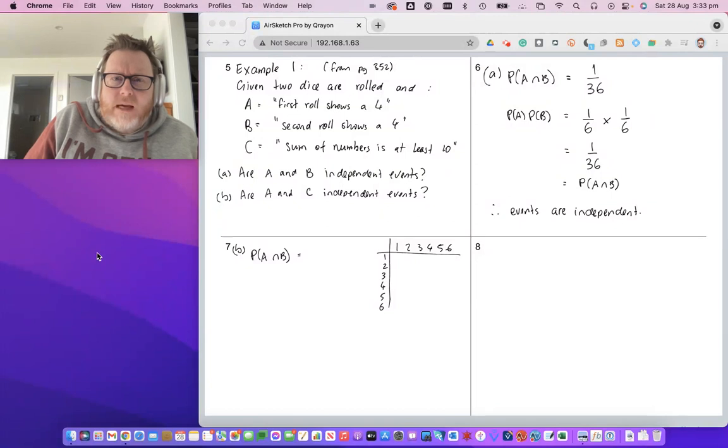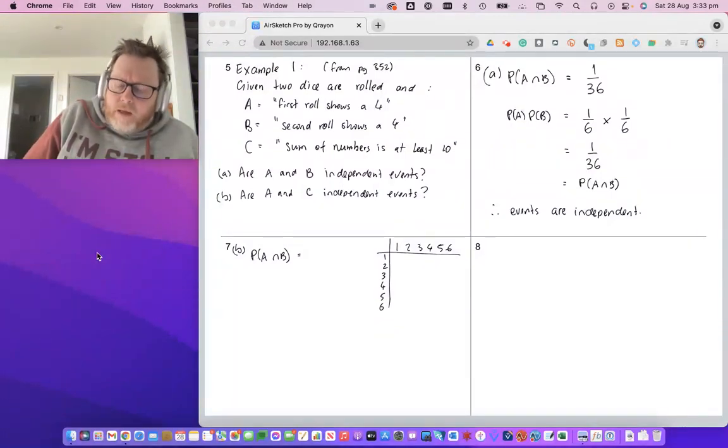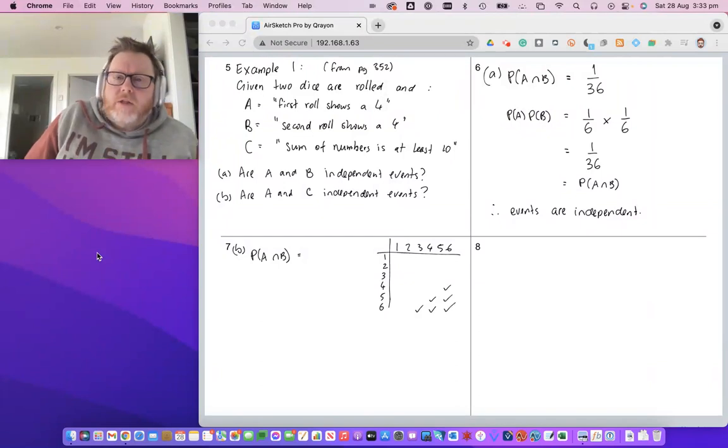I'm only interested in sum of numbers at least 10. So I'm going to just focus on that. And I know that 4 plus 6 is going to be the smallest sum to 10. So that's 4 plus 6 here is 10. Then I'm going to have a 5 plus 5 equaling 10. I'm going to have a 5 plus 6 equaling 11. 6 plus 4 equals 10. 6 plus 5 is 11. 6 plus 6 is 12. So there's my matching event. I know there are 36.